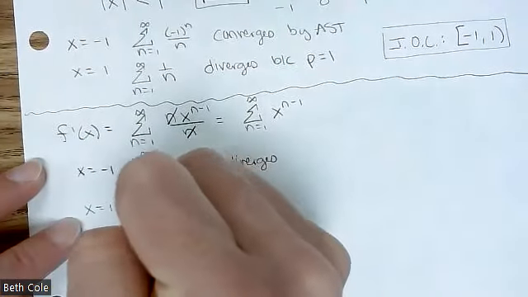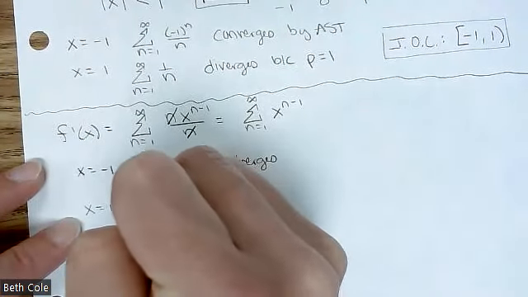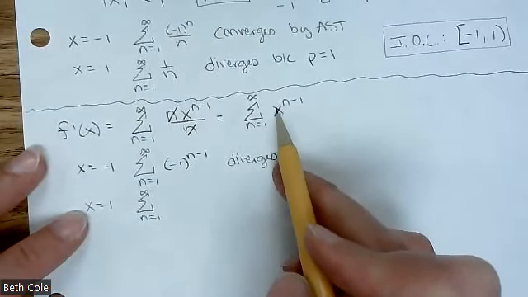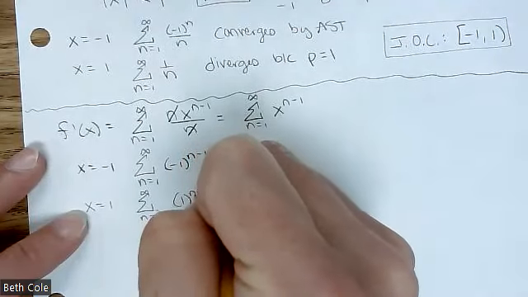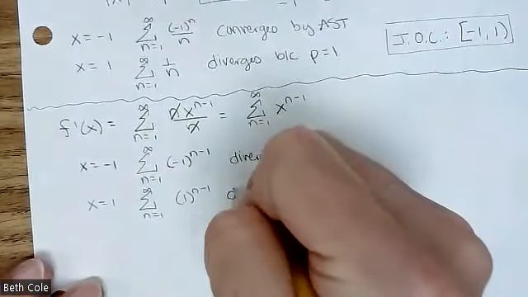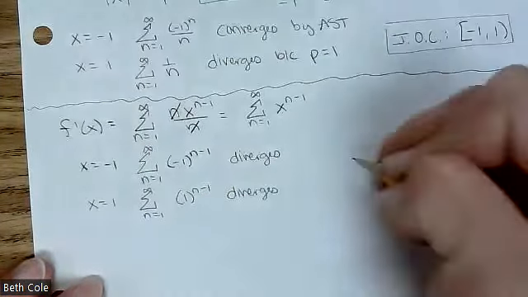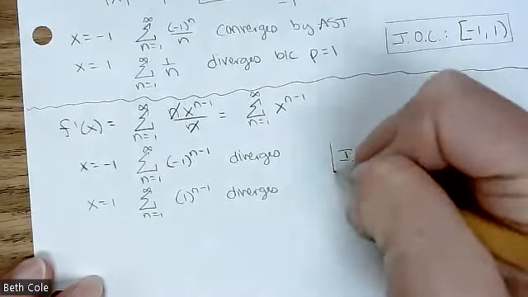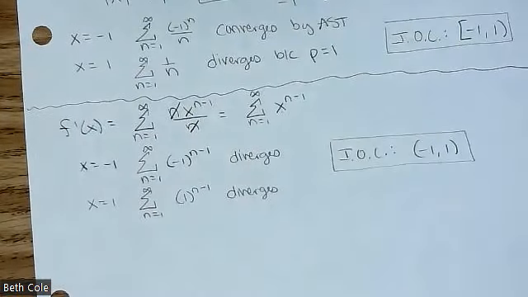All right, and then for x equals +1, if you plug 1 in for x right here, you would just get 1 to the n minus 1, which would be 1 plus 1 plus 1 plus 1 plus 1 plus 1 plus 1. And so that also diverges. So for the derivative, your interval of convergence, you can't keep either of the endpoints. So again, the radius of convergence is the same. That was still 1. You just have to test the endpoints to see if they work or not.